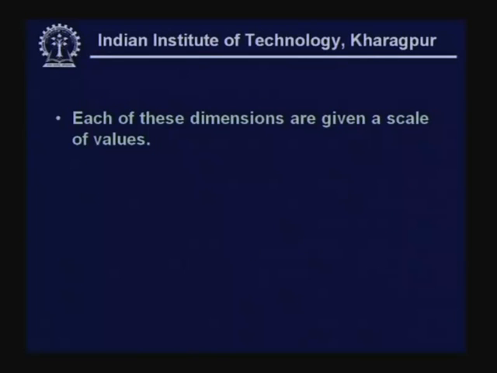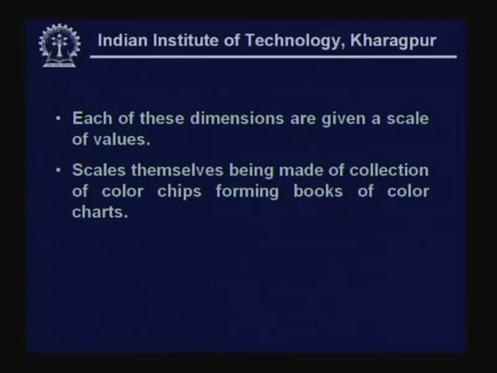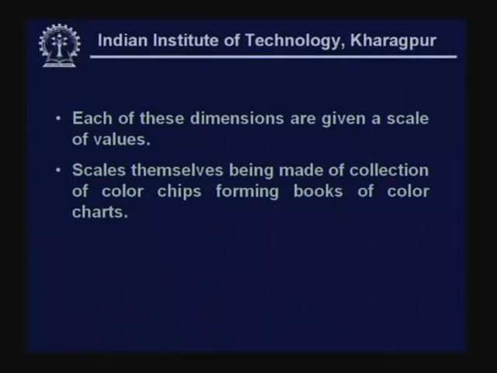It is as though you have a three dimensional specification, each having what we call hue, value and chroma, and each of these dimensions themselves have a scale of values from a low level to a very high value. Scales are, in fact, made of a collection of color chips and form what are called books of color charts. So, the Munsell system depends on having three dimensions, hue, value and chroma, each having scales. And how are these scales formed? Scales are nothing but a collection of color chips forming books of color charts.